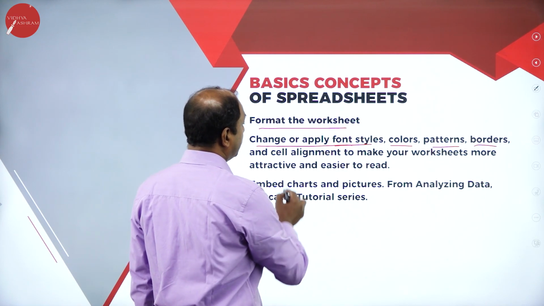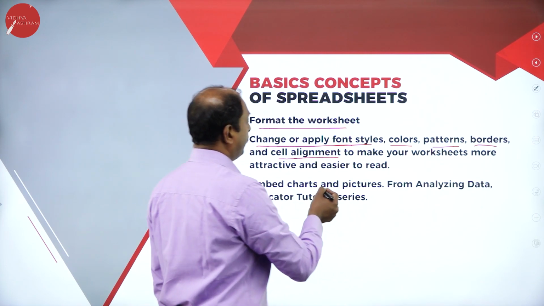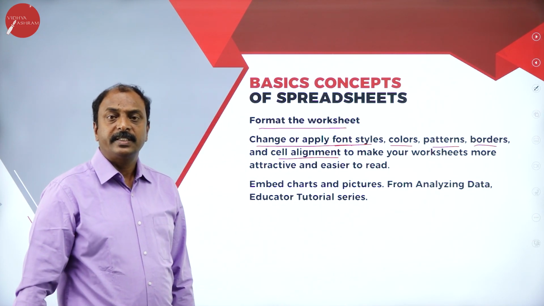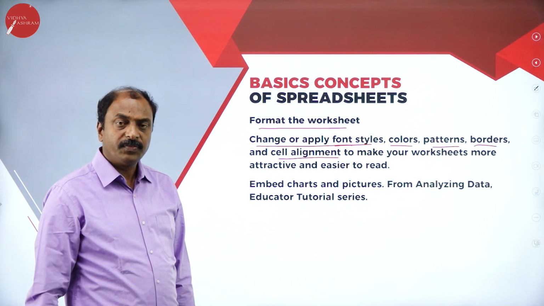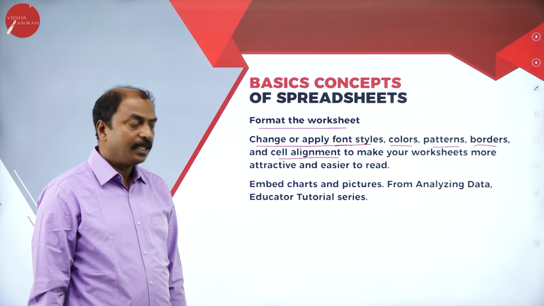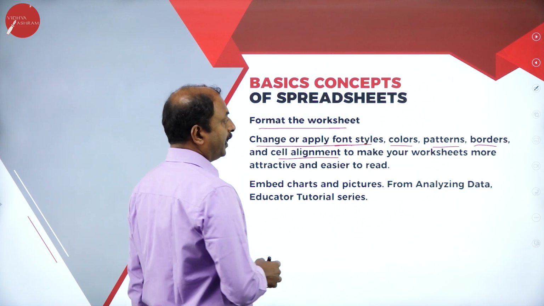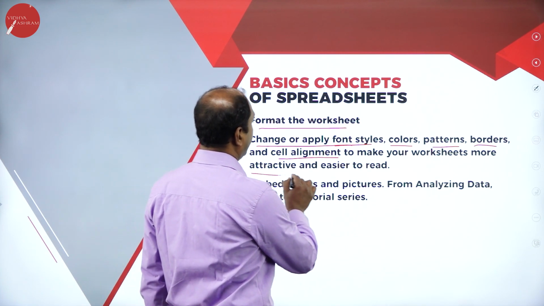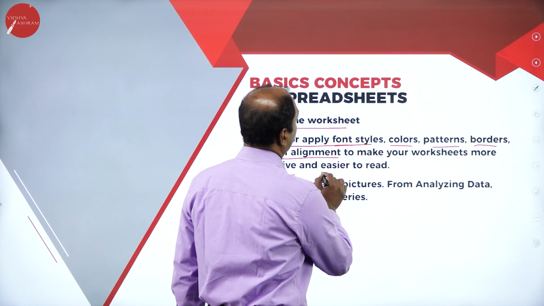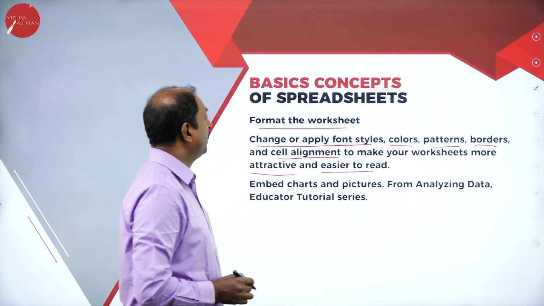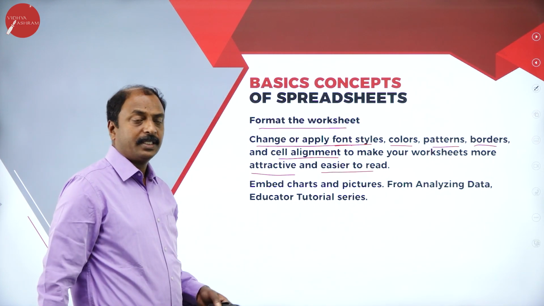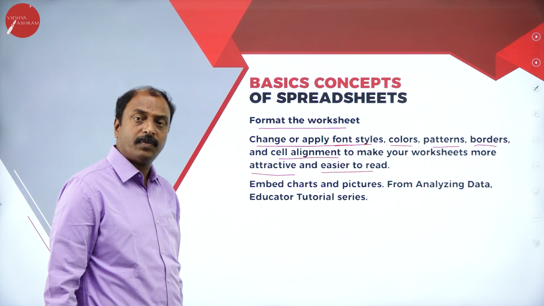And apart from this, cell alignment, as we have seen in the previous slide: text is aligned left and numbers are aligned right. That is called alignment, and it is to make a worksheet more attractive and easier to read. We can apply formatting. So this is formatting a worksheet.